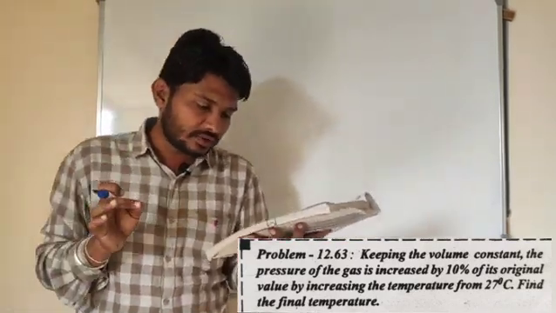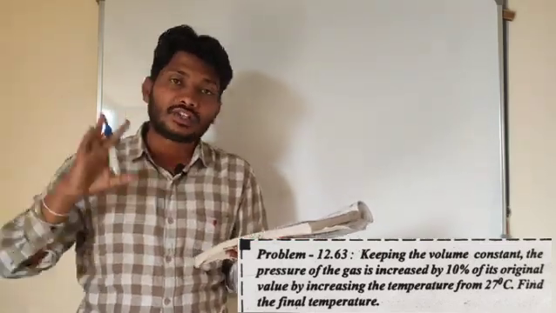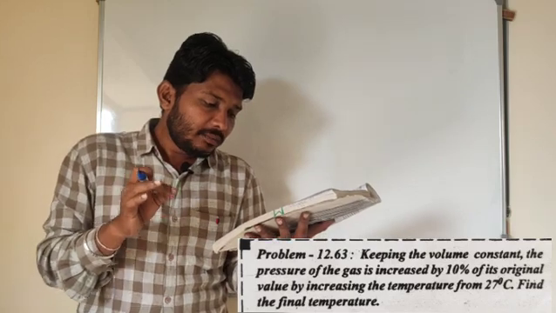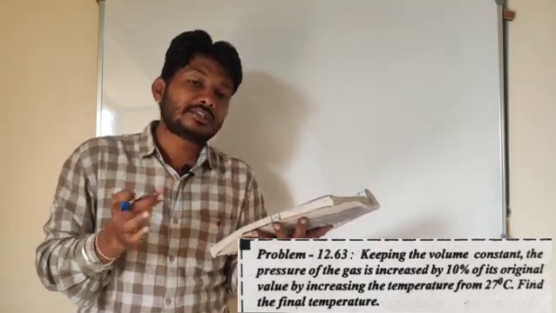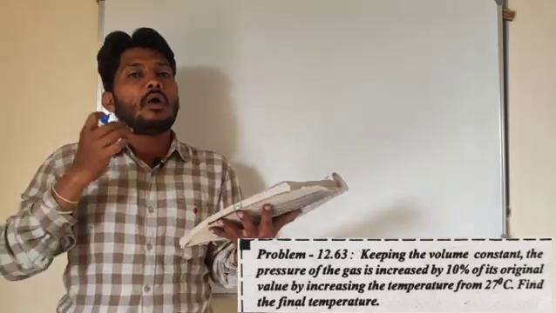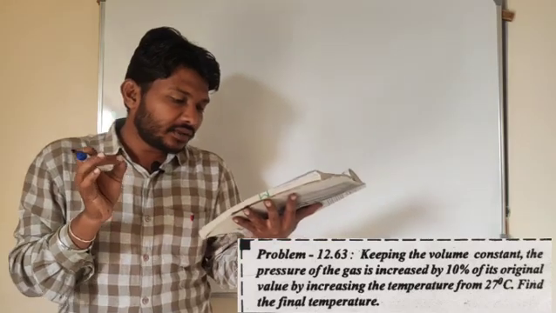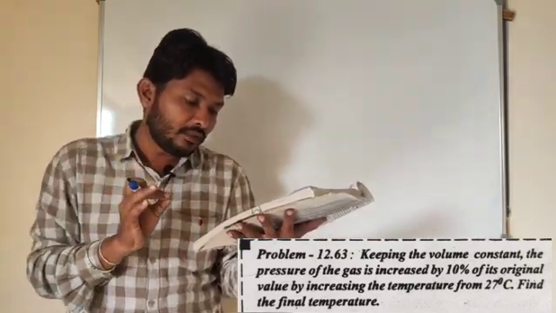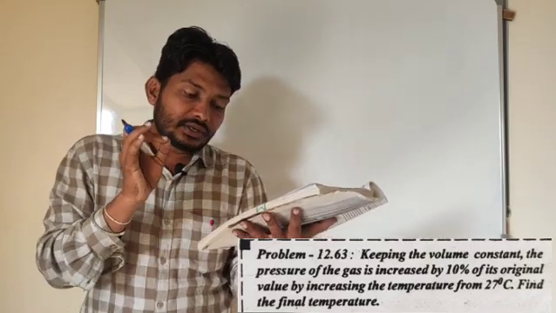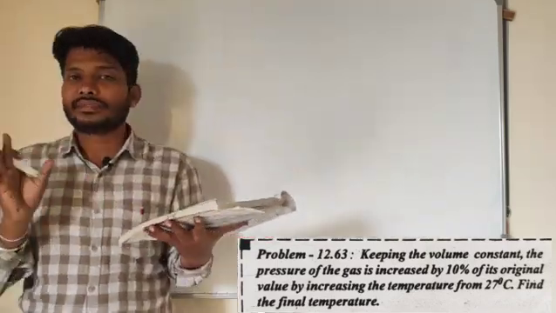Keeping that volume constant, so volume constant and pressure constant means directly you can think that it is about Charles' law. Keeping that volume constant, the pressure of the gas is increased by 10% here. How much percentage is the pressure of the gas increased here? The pressure of the gas is increased by 10% of its original value by increasing the temperature from 27 degrees Celsius. Find the final temperature.